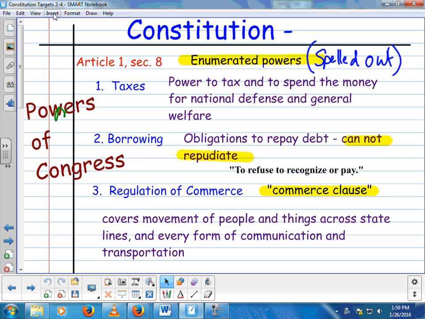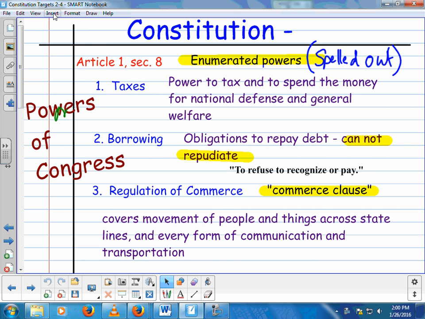And as I've been grading papers, I've been noticing that people have been leaving out things like identifying what article and what section we're talking about. That's not an option. That should always be a part of your notes. So please remember to include that as you are creating your notes. Right, so onward and upward, talking about powers of Congress.